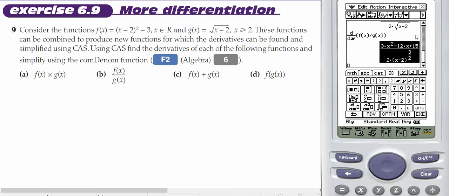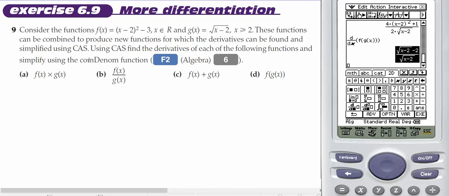The next one, f of x plus g of x, and there's my answer. And the last one, it's f of g of x. So I need to put g of x inside f of x. So if I take my g of x and I cut it, I get rid of that. And in here, instead of having x, I paste g of x. That gives me this rule, which is nicely simplified.